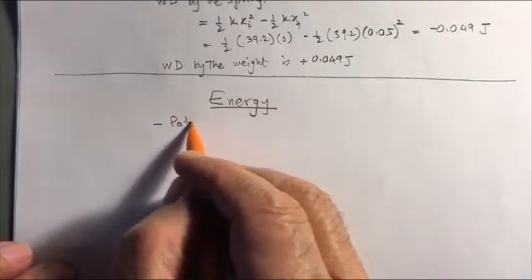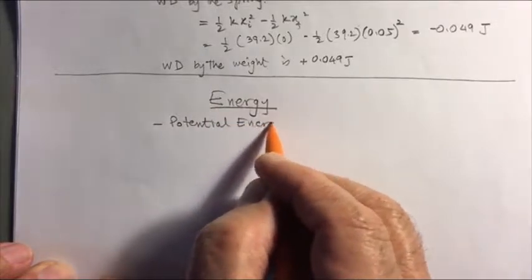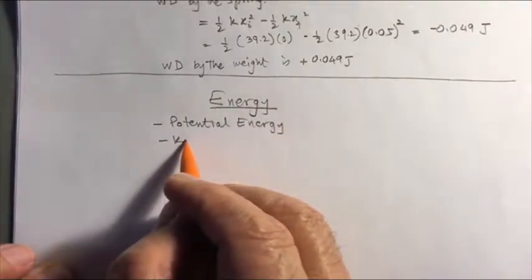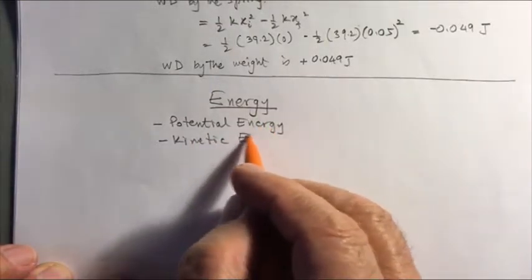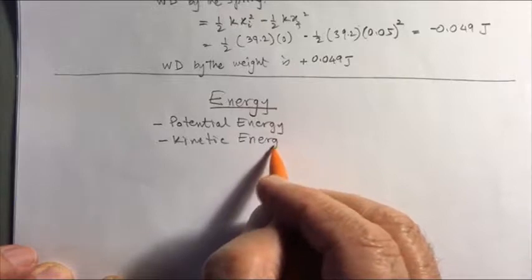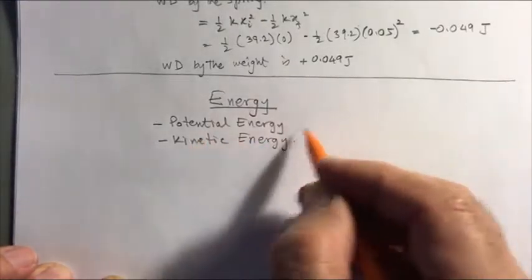One is called the potential energy, and the other is called the kinetic energy. And all kinds of energies would be either of these two. Now I'll just write the equations here and then we'll see what they mean.